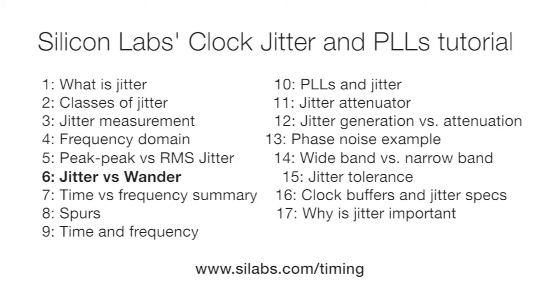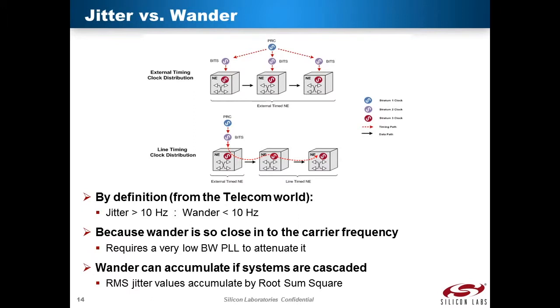Jitter and wander. By definition, in the frequency domain, wander is jitter that is within 10 Hz offset of the carrier. In other words, very low frequency jitter, that is, jitter below 10 Hz, is called wander. If it is more than 10 Hz off the carrier, it's called jitter.